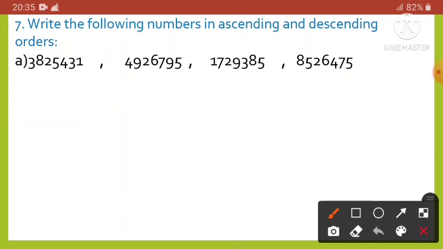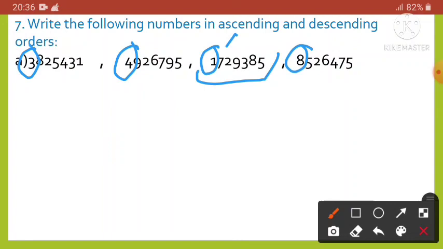So we have to start from the extreme left. We have to compare. Here the number is 3, here is number 4, here is 1, here is 8. Okay, so if you want to write the ascending order, that means you have to write from smallest to greatest, okay, or largest. So what is the smallest number? 1 is here, so this number is smallest number. So 1729385 will be the first smallest number.